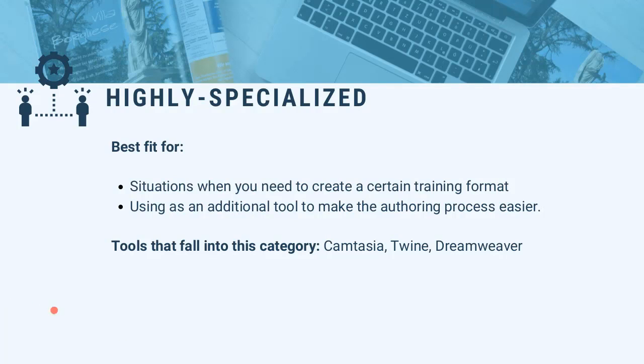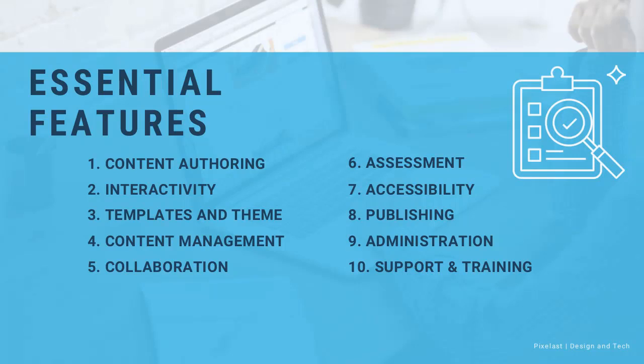All right. So let's go into looking at some of your essential features. There are about 10 essential features that you want to look for in your course authoring tools. First, you want to look at content authoring, because the core feature of any authoring tool is the ability to create lessons. So this includes adding and editing slides, the ability to add images, text, video, audio, or any other screen elements.